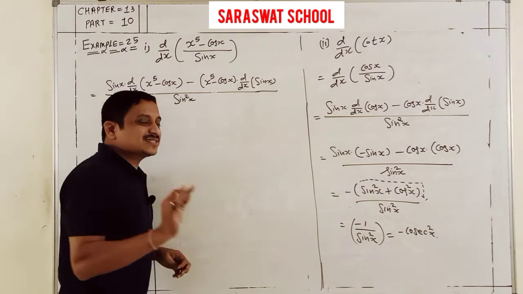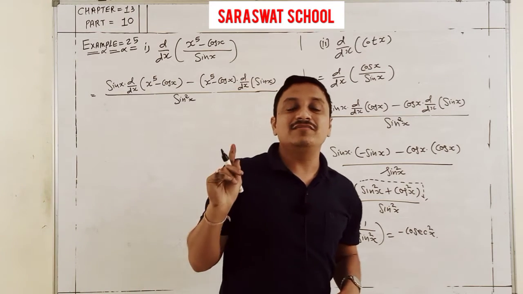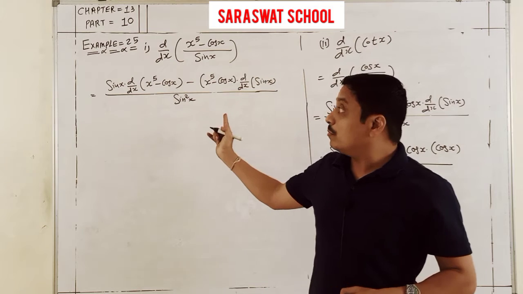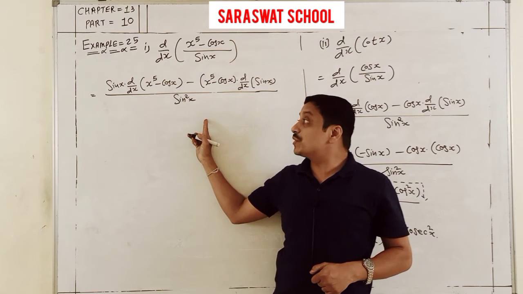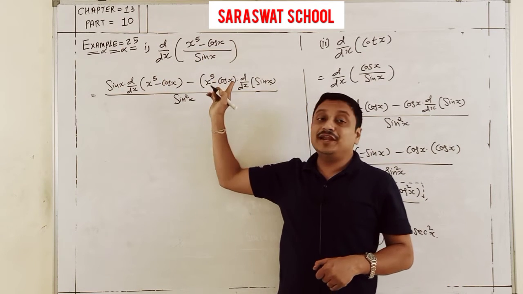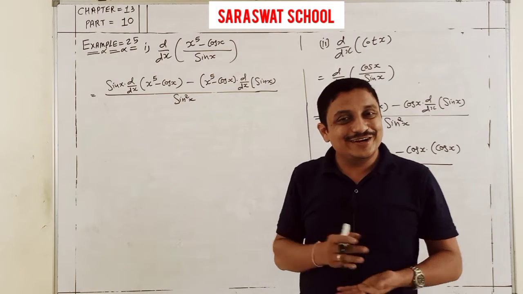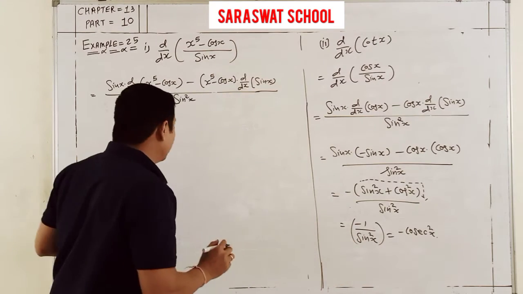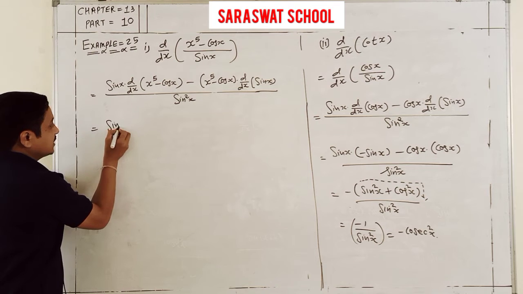This is a main step. Whenever you apply the division form, this step you must write down: denominator square, denominator times numerator derivative minus numerator times denominator derivative. Now according to the formula, you will submit the answer.